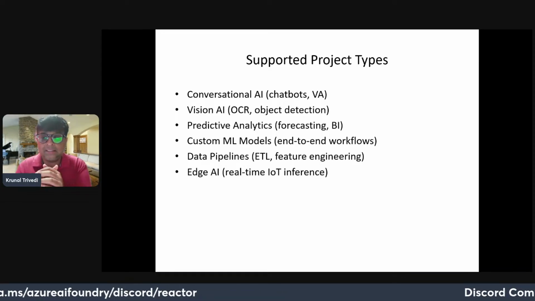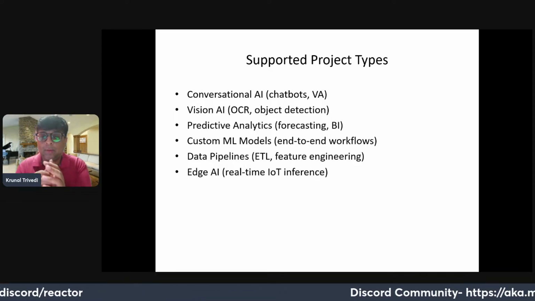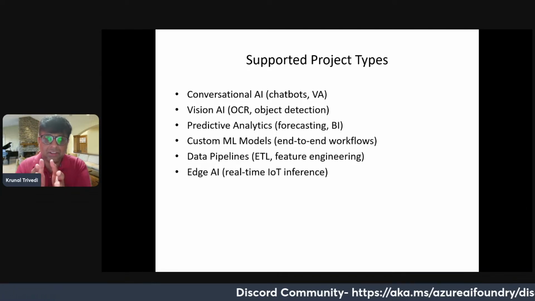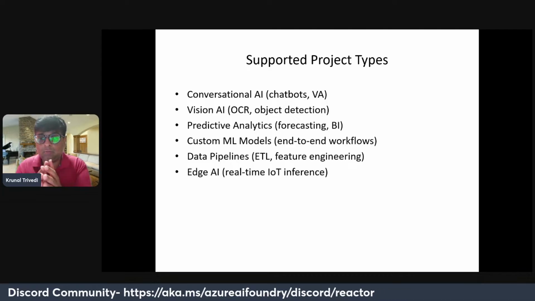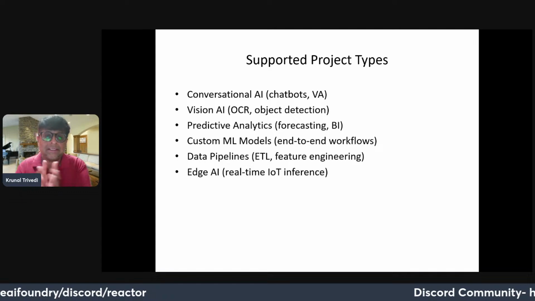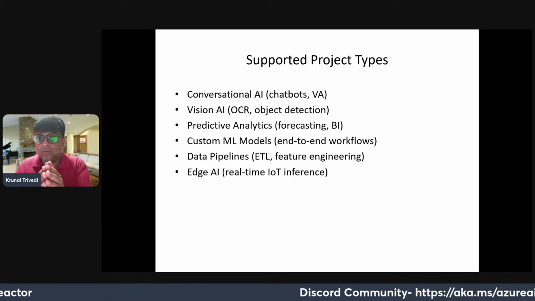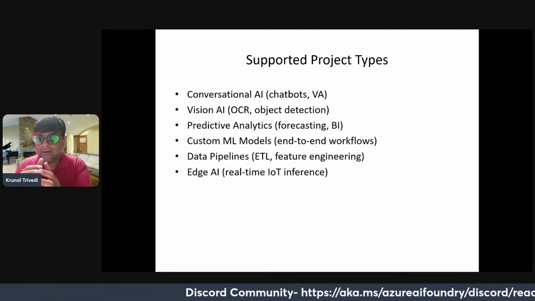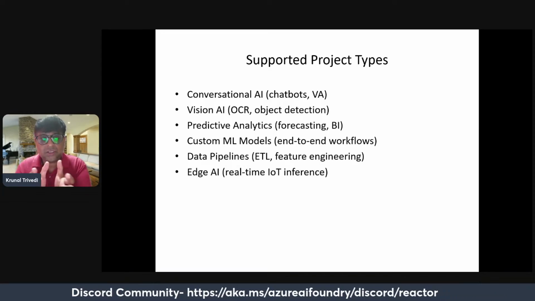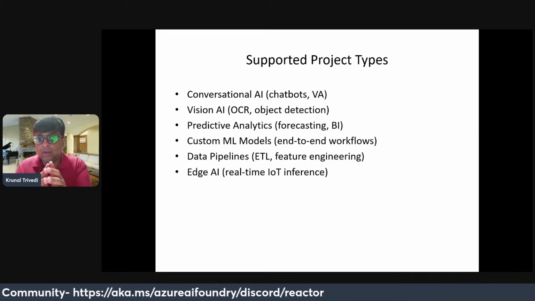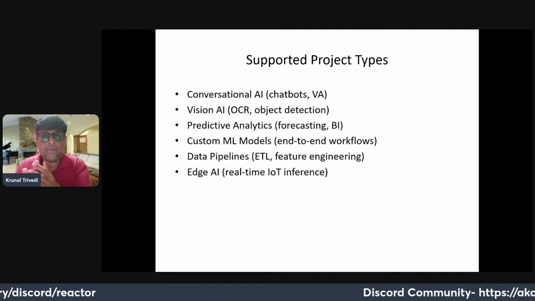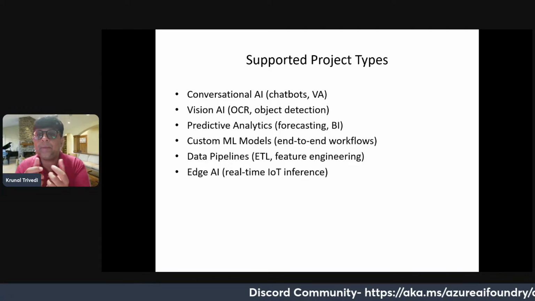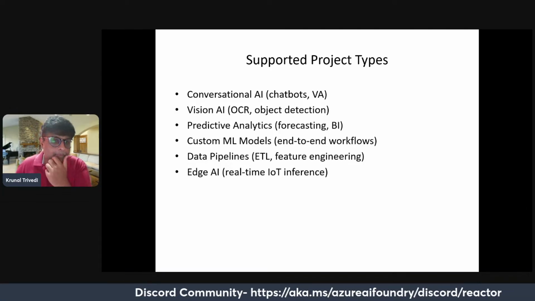We have predictive analysis where we can get forecasting, anomaly detection, and business intelligence. We have custom ML models where we get end-to-end workflows for machine learning applications and custom use cases. Data pipeline, which supports ETL, data transformation, as well as feature engineering, and edge AI, where we can deploy models to IoT and edge devices for real-time inference. It's like an API endpoint we can deploy.